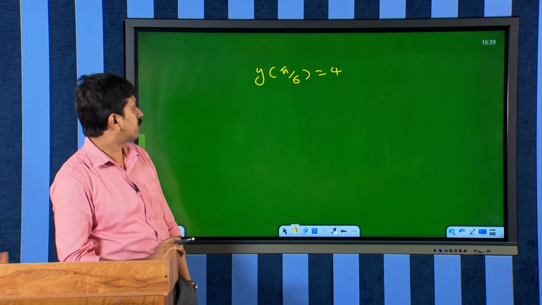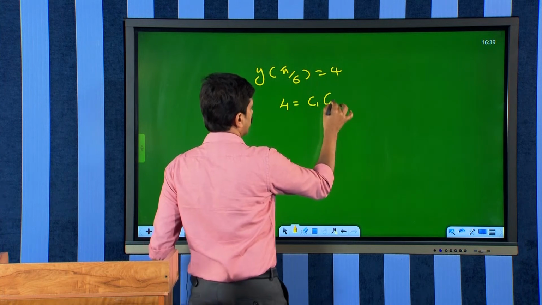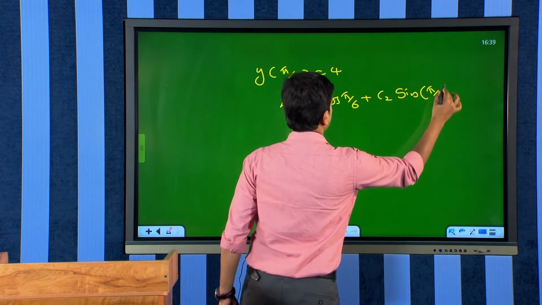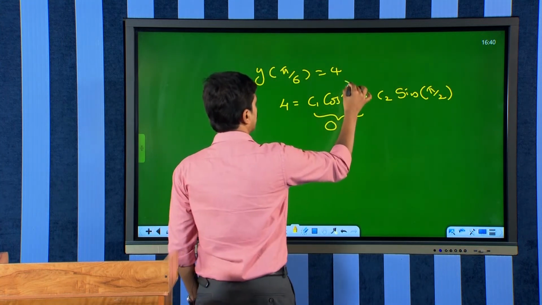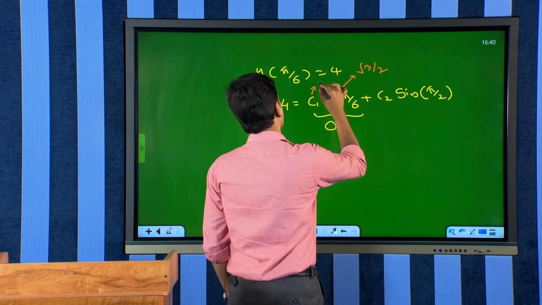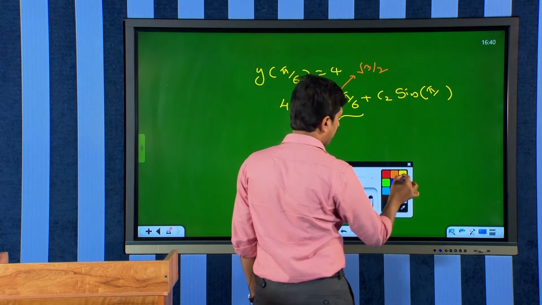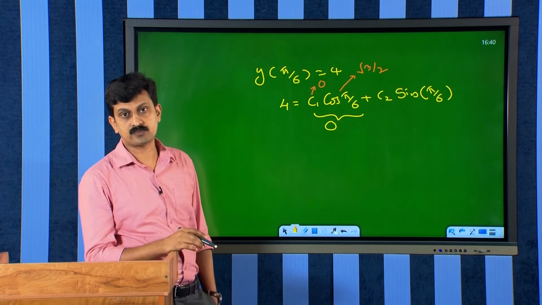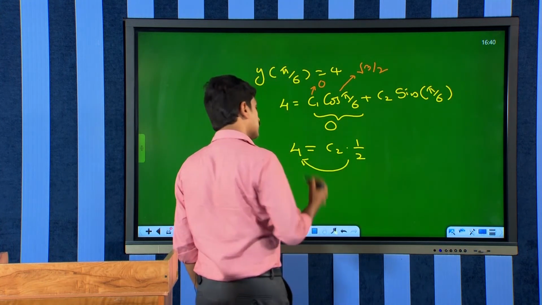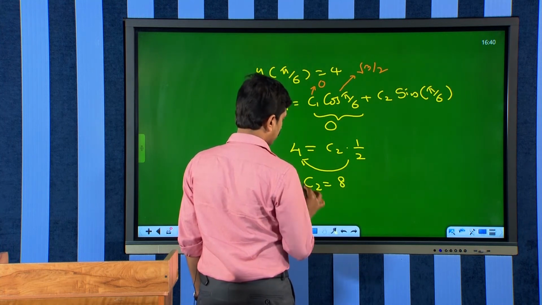Therefore, since y of pi by 6 is equal to 4, we have 4 equals C1 cos pi by 6 plus C2 sin pi by 6. Already C1 is equal to 0, so this part will be 0, even though cos pi by 6 is root 3 by 2. So we have C2 sin pi by 6, and sin of pi by 6 is equal to 1 by 2. Therefore, 4 is equal to C2 into 1 by 2. We can take this 2 to the other side, therefore C2 equal to 8.